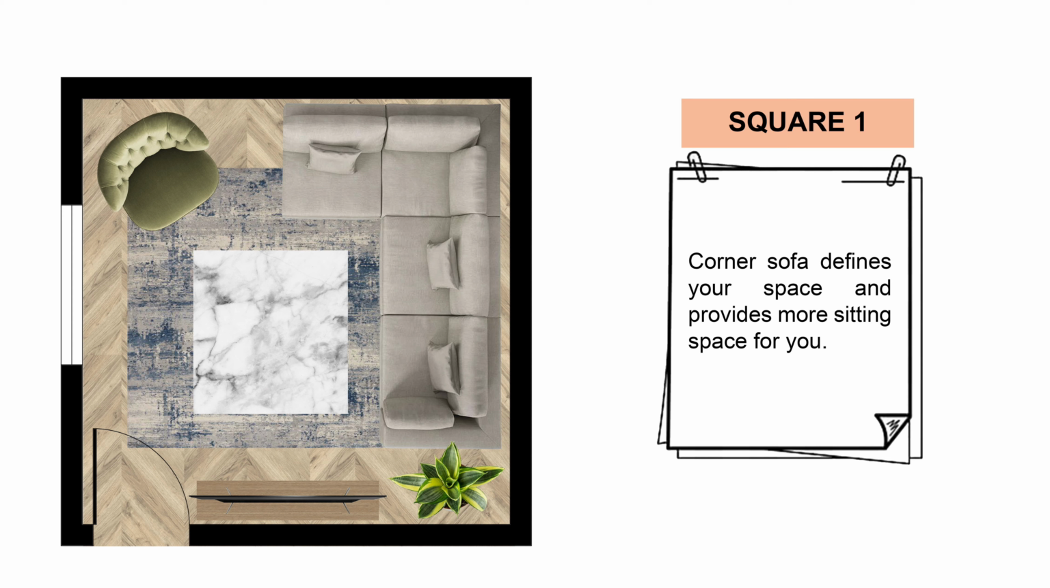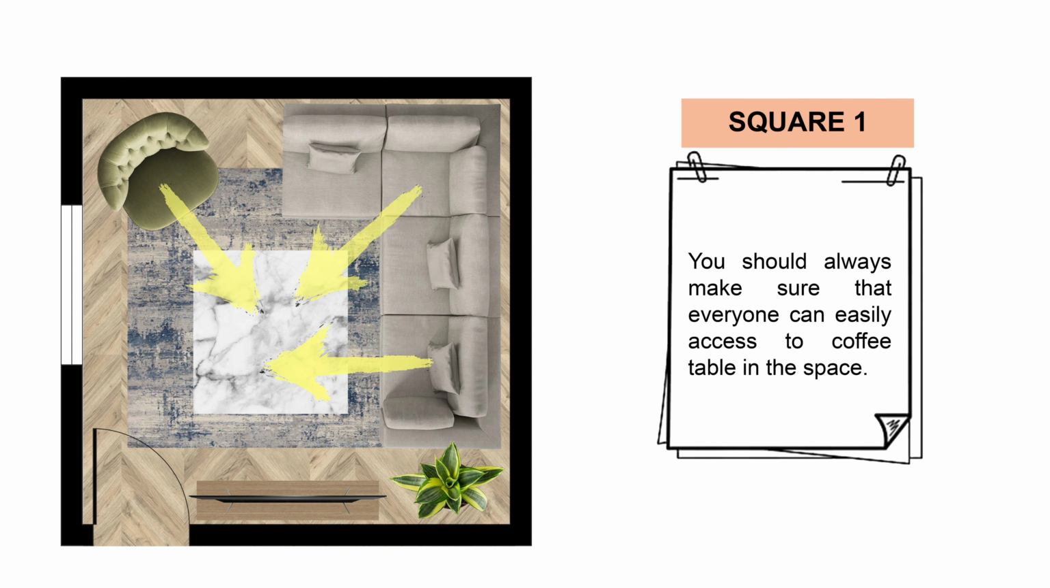In this layout, as you can see, everyone can easily reach the coffee table, which is great if you enjoy drinking or eating something in the living room. And this wouldn't be possible if you switch the locations between the armchair and the plants. So always make sure to place your coffee table accessible for everyone in the space.